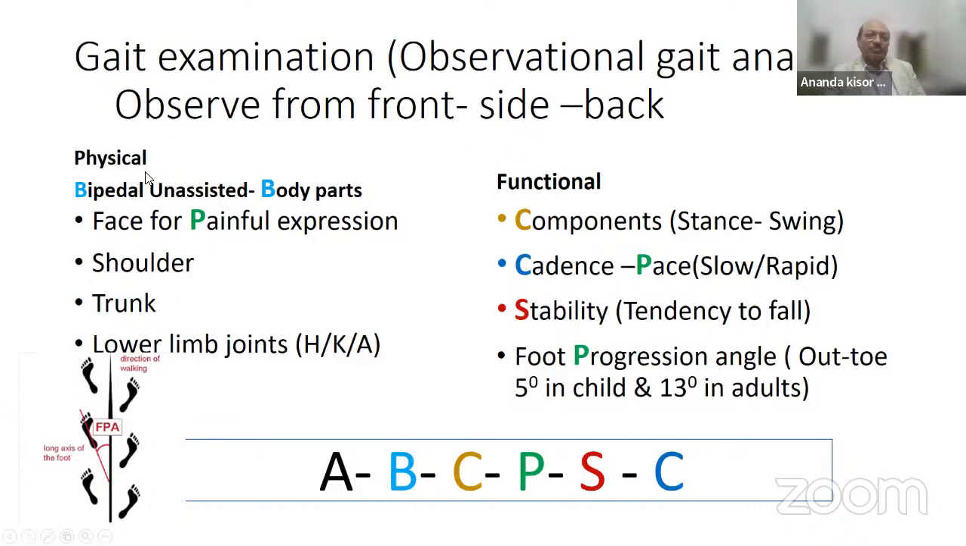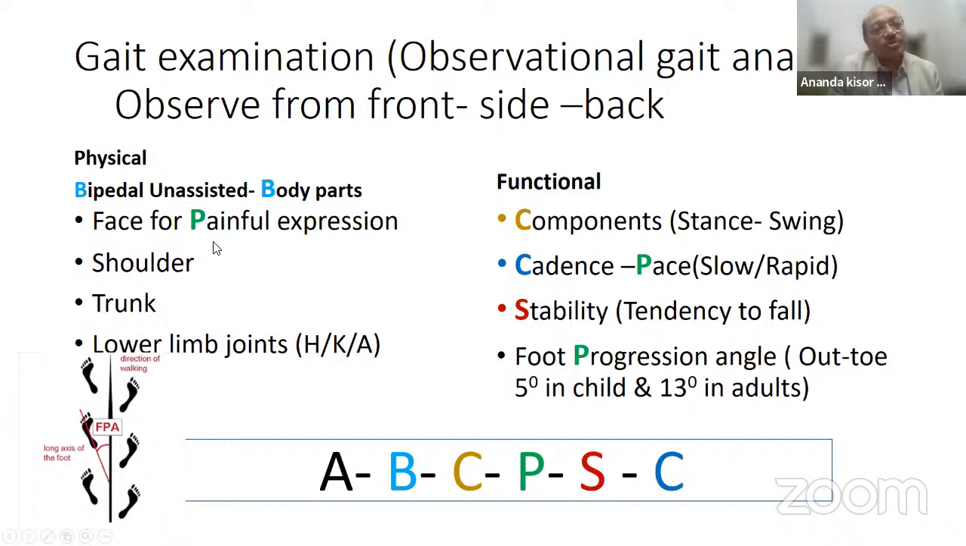For physical points, we have to examine whether the patient is walking bipedal unassisted. If that is possible, then only the other features will come. If it is an assisted gait, then there are special features like crutch gait or other gaits. So for examination and clinical purposes, first we have to see whether the patient is able to do the bipedal unassisted gait.